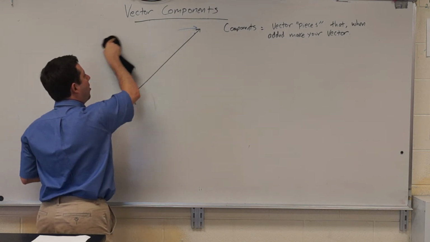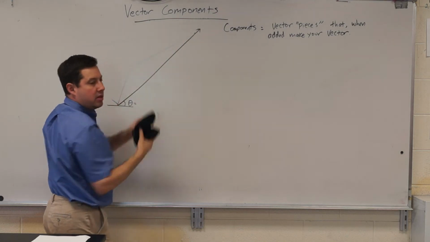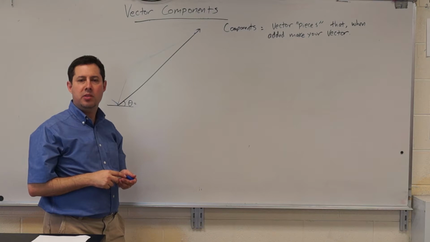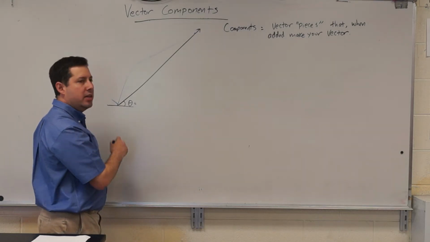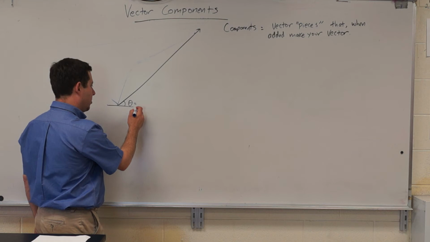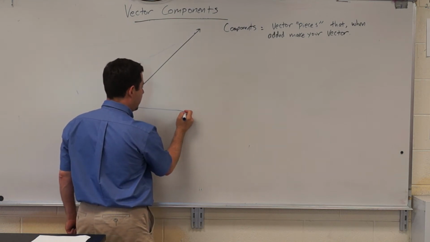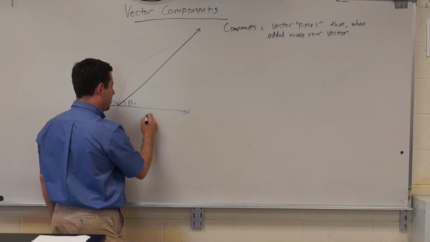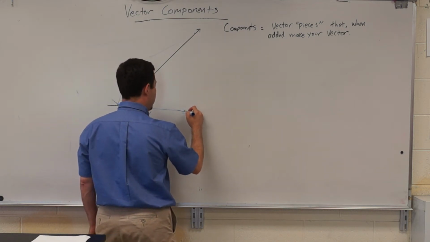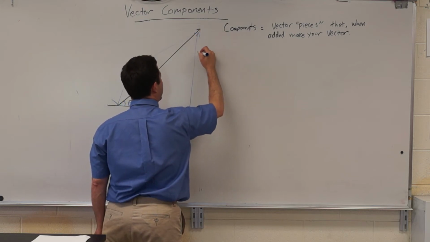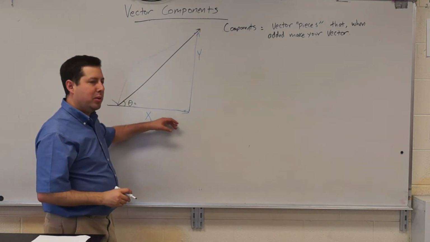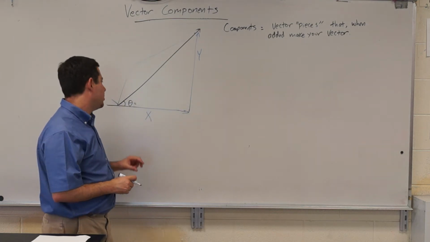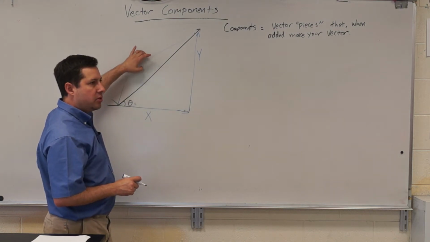Now, even though it's possible to do unlimited numbers of components, we tend to try to make it easy by creating two components most of the time, an x and a y component. Sometimes these are called horizontal and vertical components. So this right there would be your x component, so I'm just going to label that x. And this right here would be your y component. Your x component is totally horizontal in this case, your y component is totally vertical. So x plus y equals your original vector.